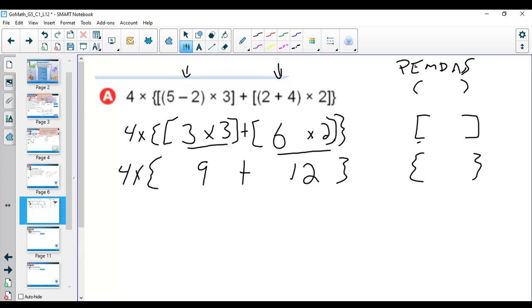9 plus 12 is 21. Again, I just rewrite it right in the middle. And then I have my multiplying by 4. And 4 times 21 tells me that my final answer is 4 times 1 is 4. 4 times 2 is 8. So this problem that is so large and big, right, really in the end doesn't give us a huge number. It just gives us the number 84.